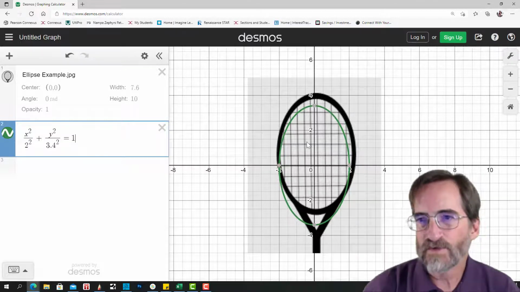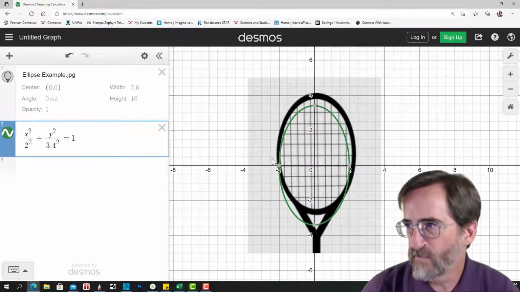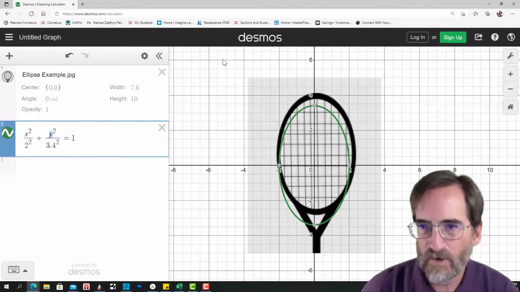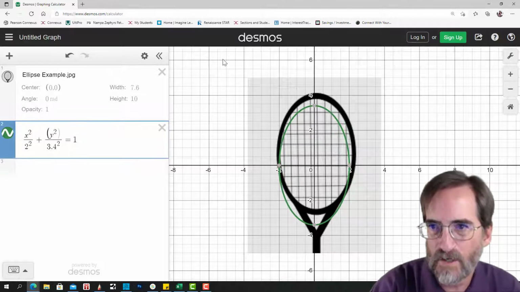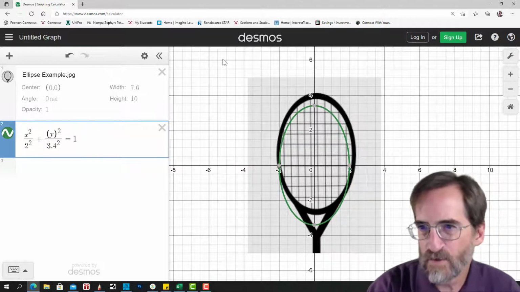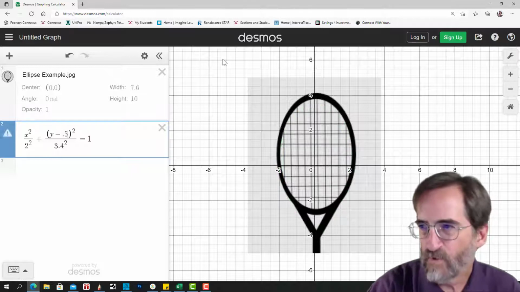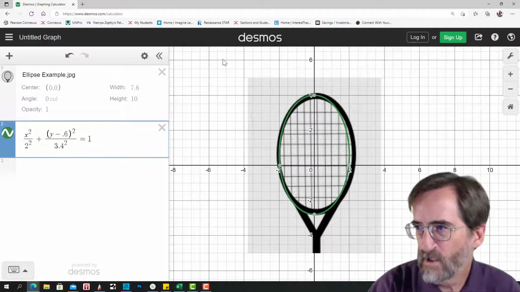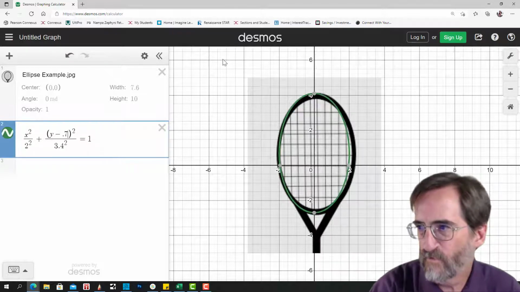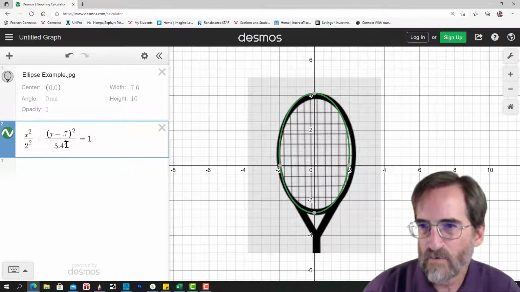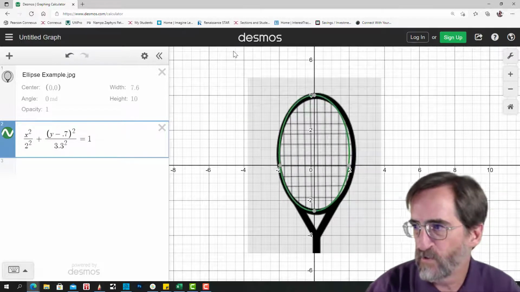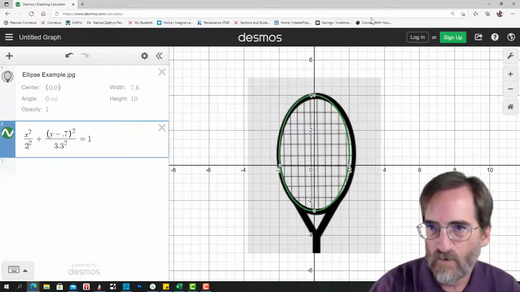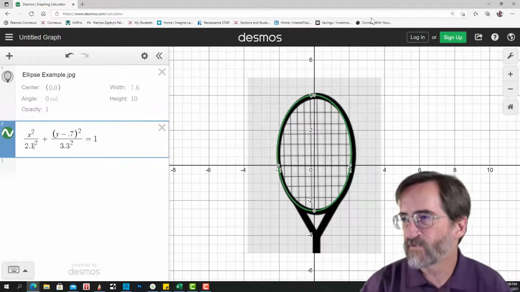And we can fiddle with this a little bit. It's got a vertical shift on it, so I'm going to translate vertically by putting parentheses around the y. Okay, and I'm going to go minus 0.5, 0.6, 0.7. That's pretty good. And let's shrink the vertical to 3.3, increase the horizontal to 2.1. There we go. And that's a pretty good fit.